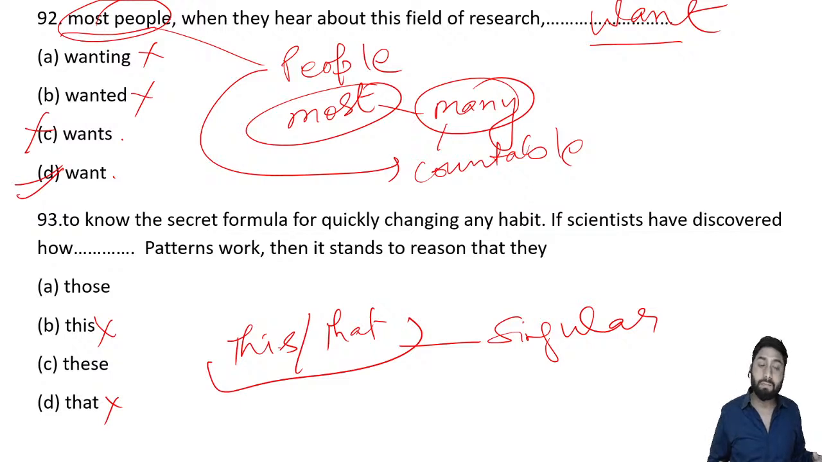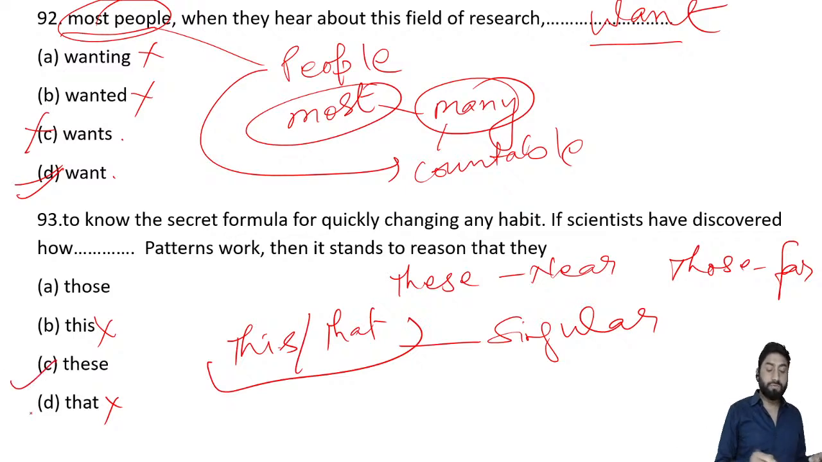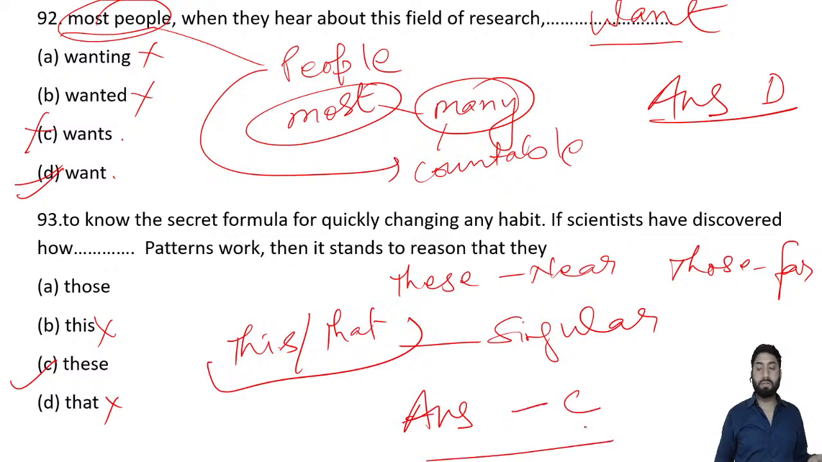Most people, when they hear about this field of research, want to know the secret formula for quickly changing any habit. If scientists have discovered how these patterns work, anyway, nearness, these nearness, those farness, right? So these are used for nearness, and those for far, for distance. So in that sense, obviously here you will go for these. Right. So the answer here was D and here the answer is C. So keep marking like this.